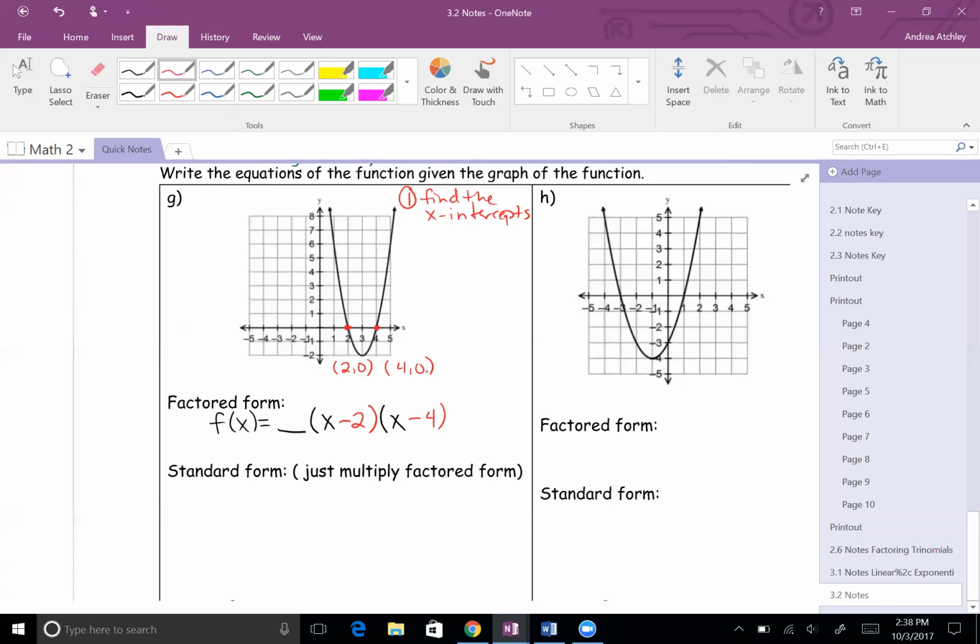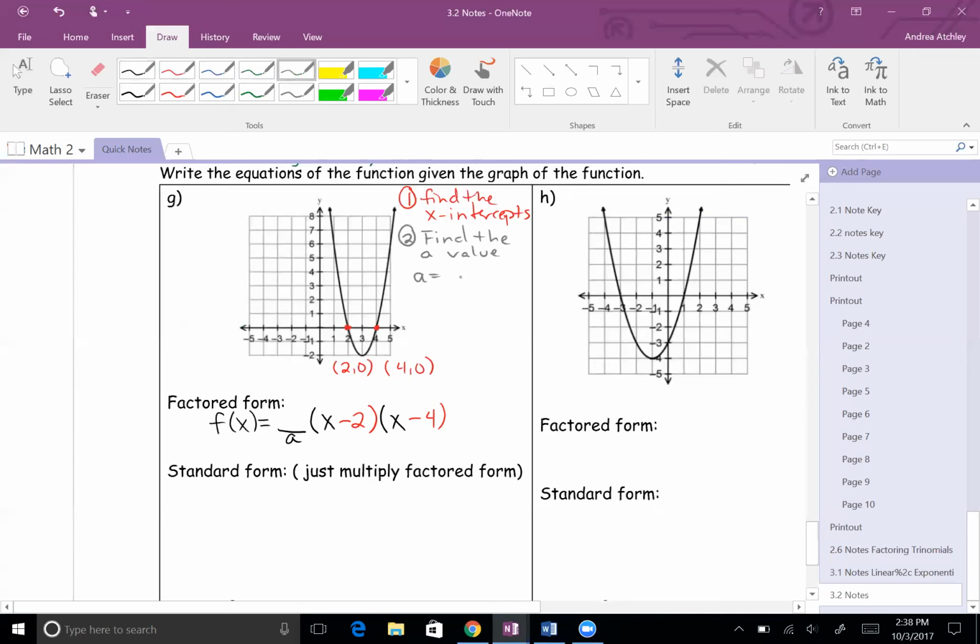Now, if I look at my graph for G, I can see that it's thinner than my graph for H. That should tell me that my graph is going to have a number in front of it, something that goes here. This is what we call an A value. We'll get more into it. The A value is the GCF, basically, of your function. The number that you factored out and put in front. In order to find the A value, step 2, find the A value.